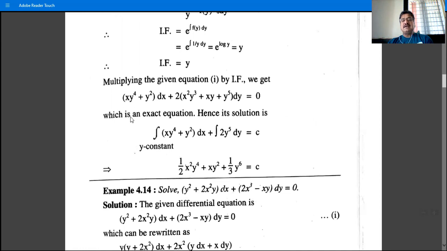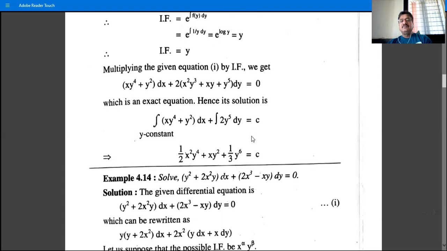So this is the exact differential equation, and hence its solution is: integration of M dx plus the terms in N independent of x dy is equal to 0. So this is (x y^4 + y^2) as M dx, plus the terms in N independent of x. There are three terms: x^2 y^3, this x y, and this 2y^5. Out of these, two terms depend on x, and the last term, 2y^5, is free from x, so we write that term.